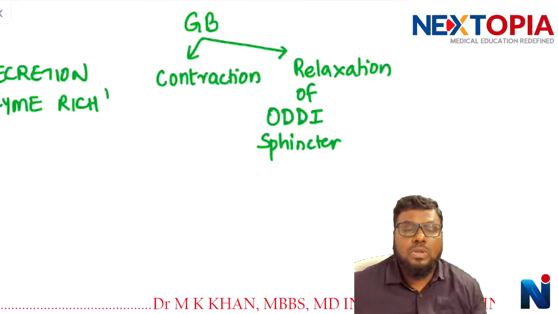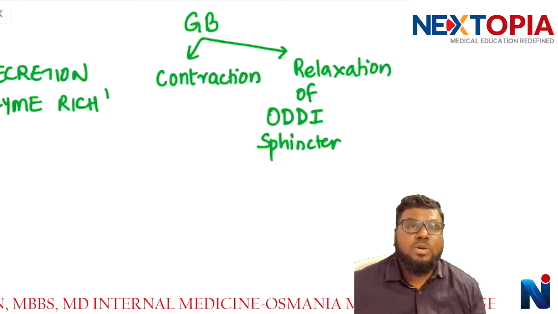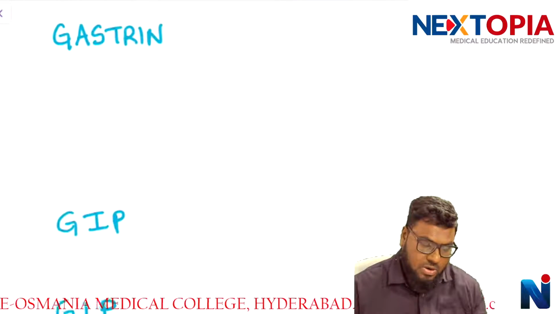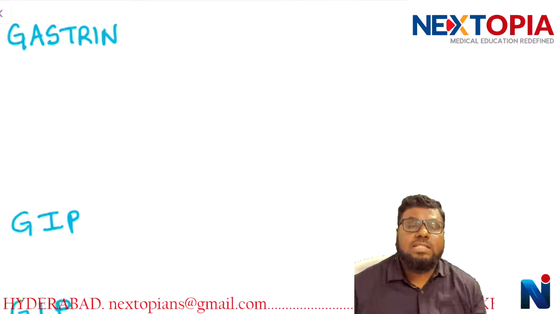All right. Next important hormone. We are talking about endocrine control of the GI tract. Next important hormone is gastrin. All right, we'll discuss gastrin.